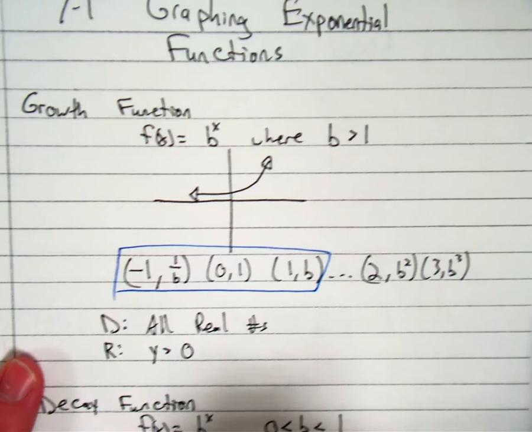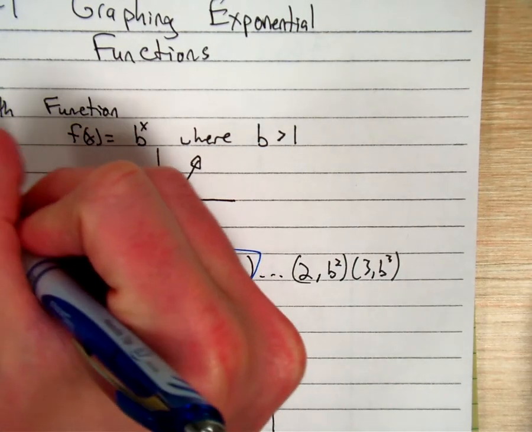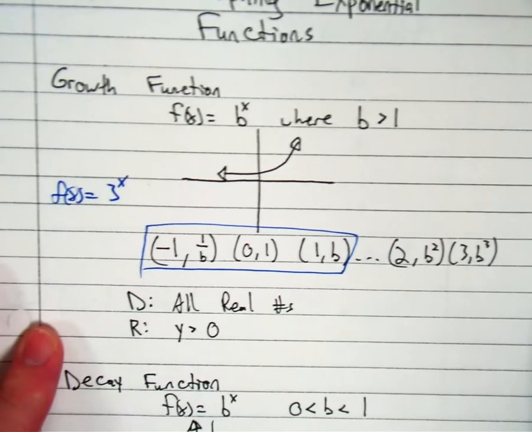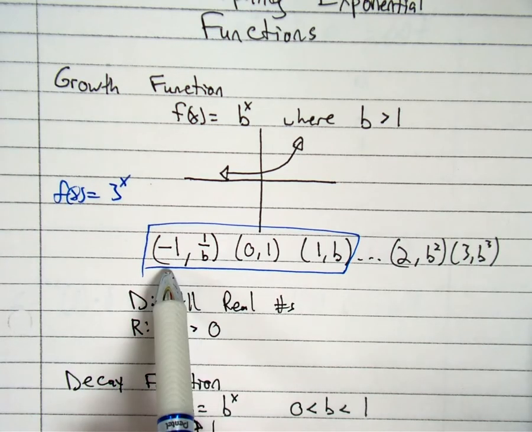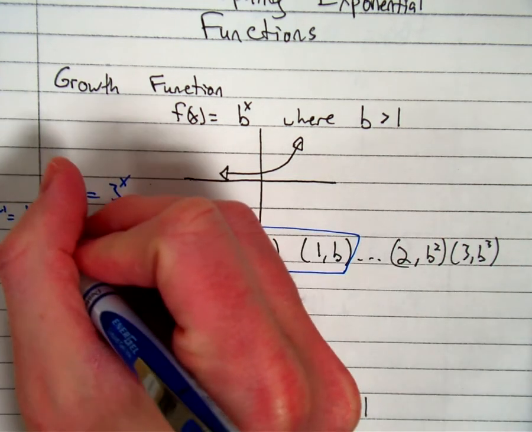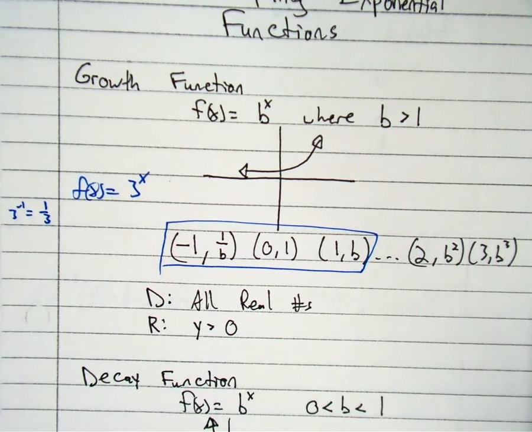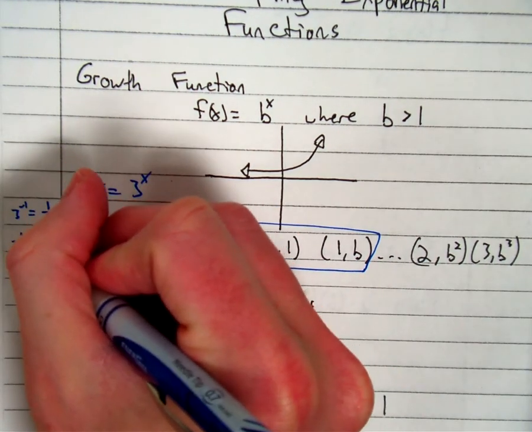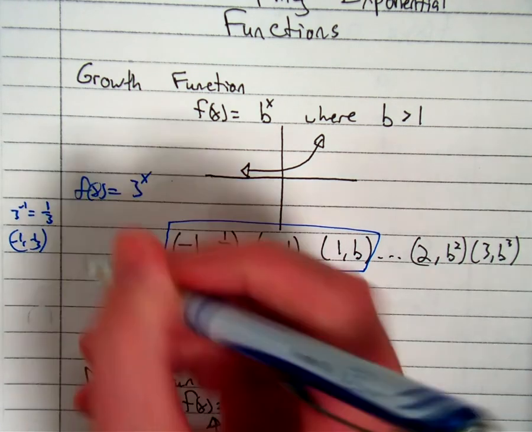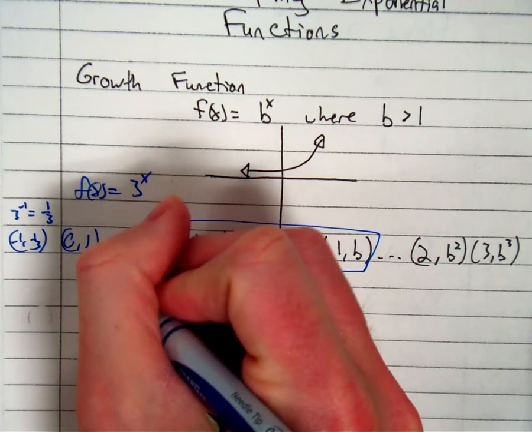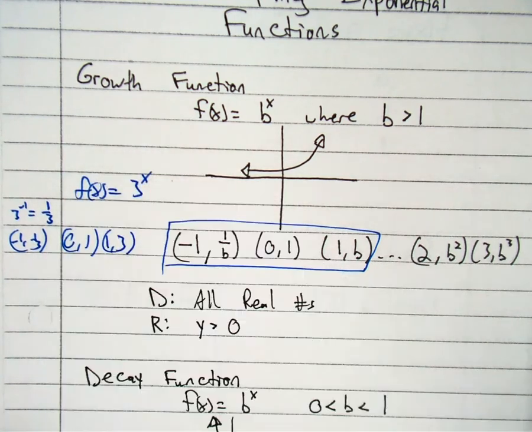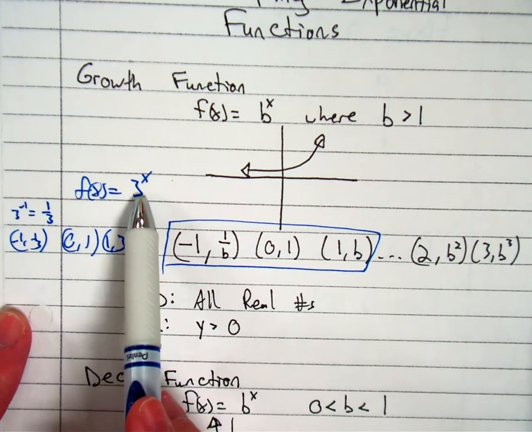Okay, let's pretend that we had f of x equals 3 to the x. Alright, if I put in negative 1, 3 to the negative 1 is equal to 1/3. So we'd have negative 1, comma 1/3, or 1 over our b, 1 over 3. Anything to the 0 power is always 1, and then 3 to the first power is going to be 3, 1 comma 3. So our b value is 3.